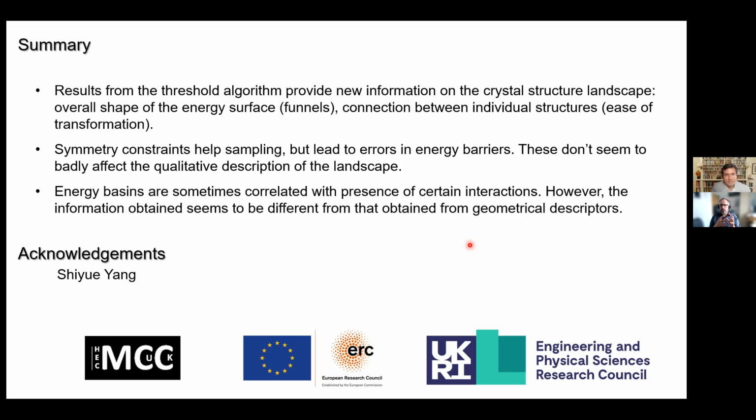The symmetry constraints that we have to apply do lead to errors in our energy barriers. They will always lead to overestimates of barriers, but we're getting to the point where we can start to lower those, and we're trying to improve the method so that we have to use fewer and fewer constraints. And the final thing is these energy basins don't seem to correlate with what we get from these geometrical descriptors, and that should influence how we think about any clustering we see when we do this geometry-based classification of structures on energy landscapes.